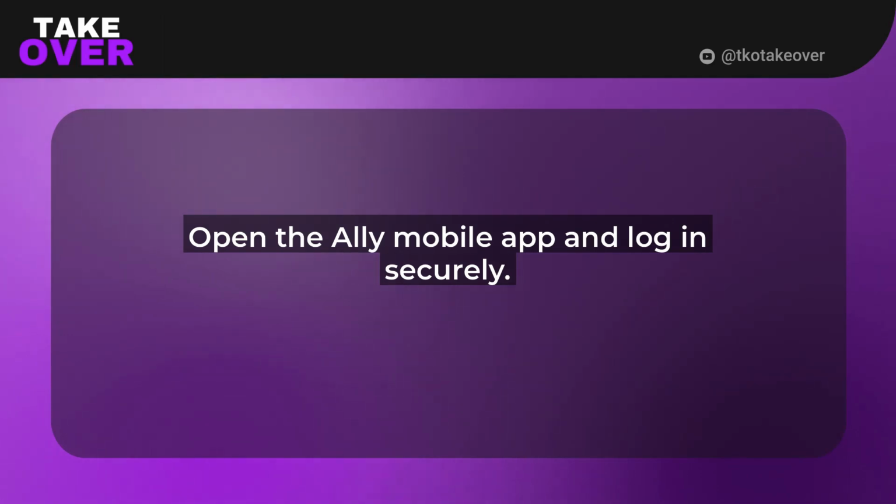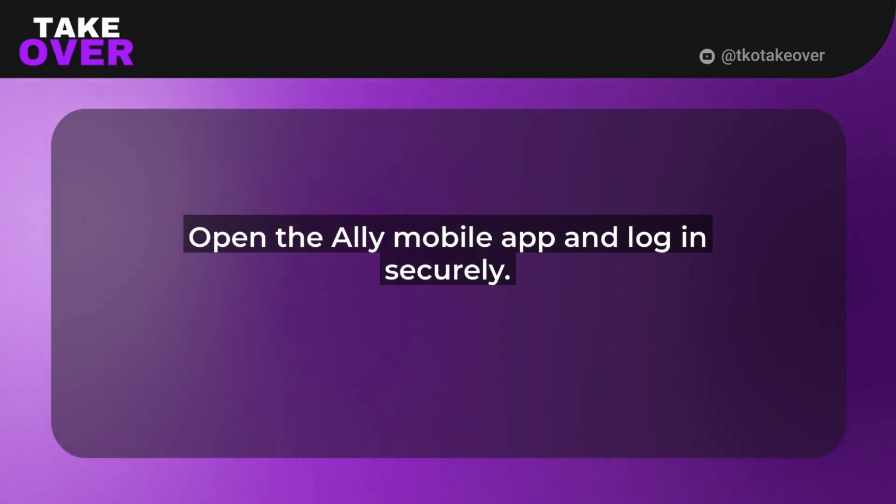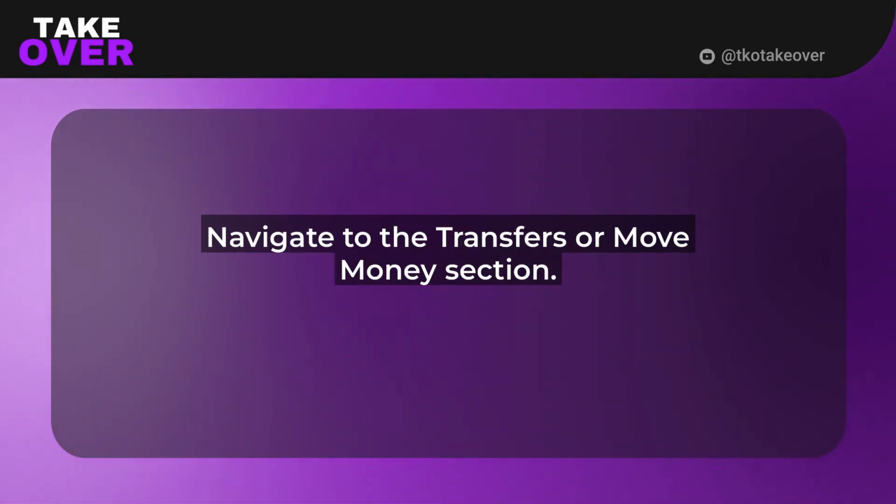Step 1. Log in to your Ally app using your credentials. Once inside, look for the Transfers or Move Money section. It's usually at the bottom of the screen. Here, you should see an option for Zelle. If it's not visible, tap on Add External Accounts or search for Zelle directly.